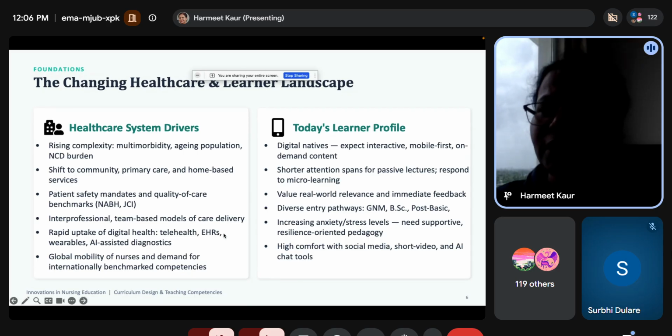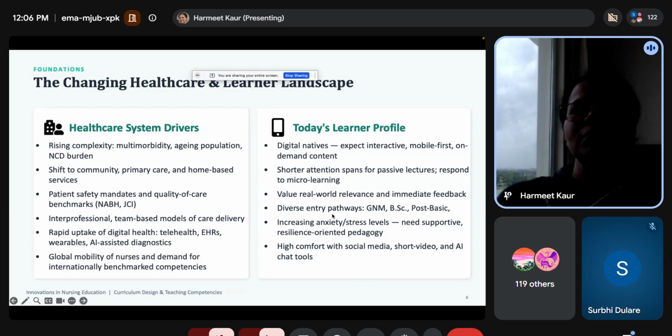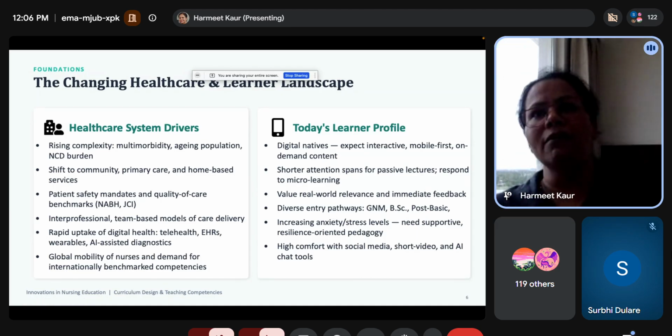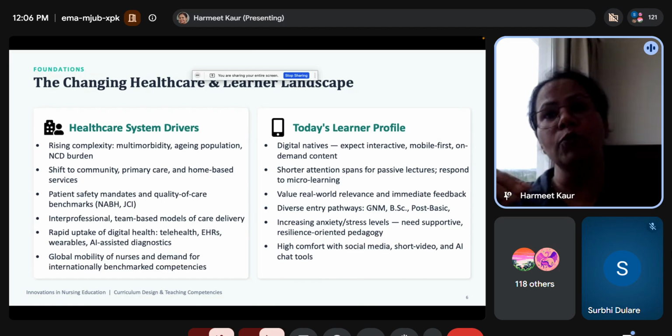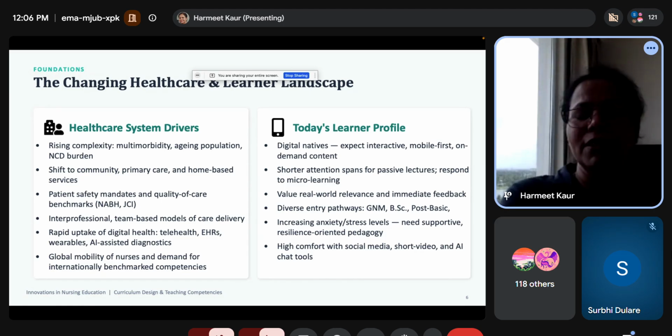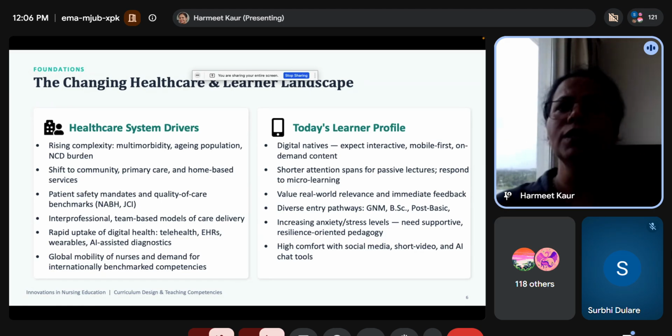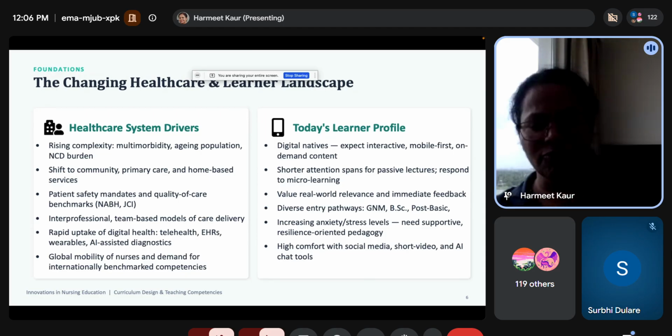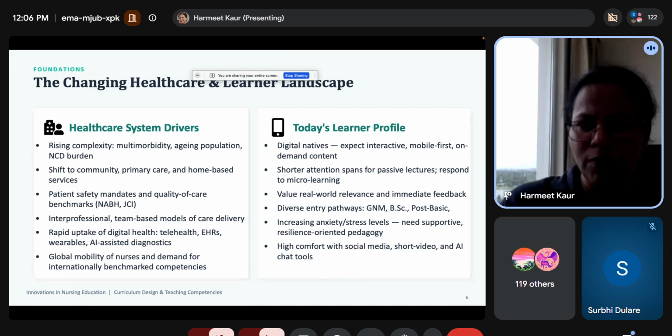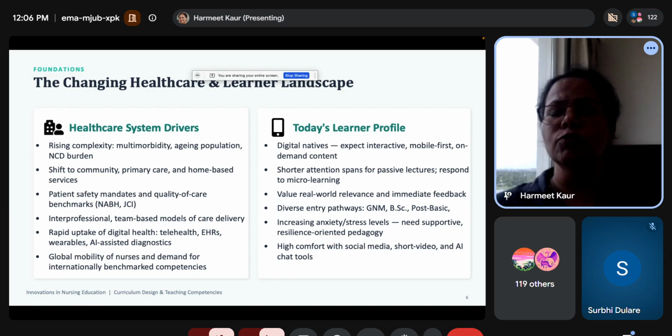And moreover, there are diverse entry pathways in nursing. You may have a diploma student, you may have an undergraduate student joining into post BSc, and post basics are different because they have a basic understanding. So you need to evolve in your education. You can't use the same method for each and every student. I'm sure when you are teaching a master student, you teach in a different way, and when you are teaching a diploma student, you teach in a different way. So you have to have different methods to engage the students.